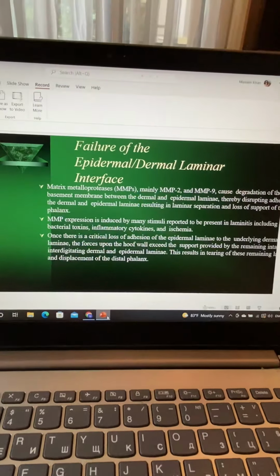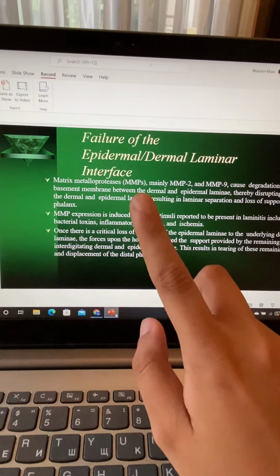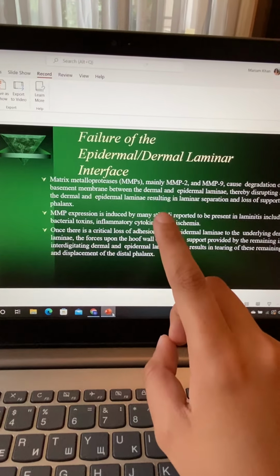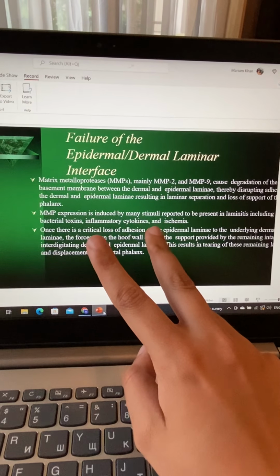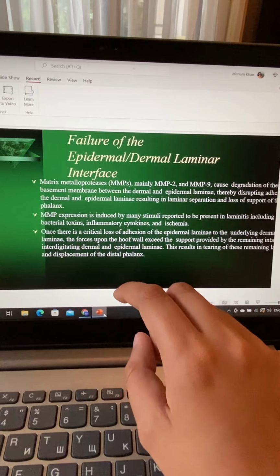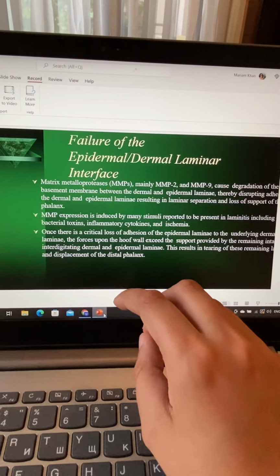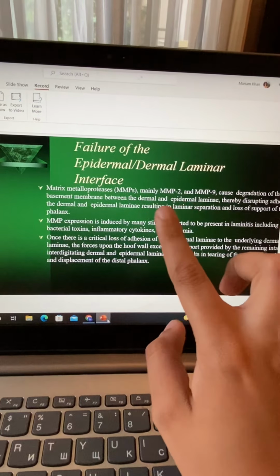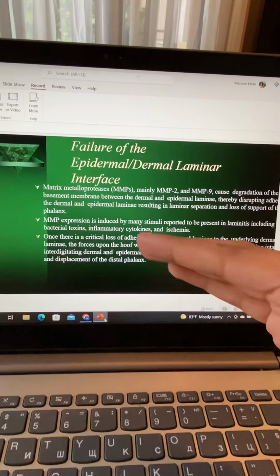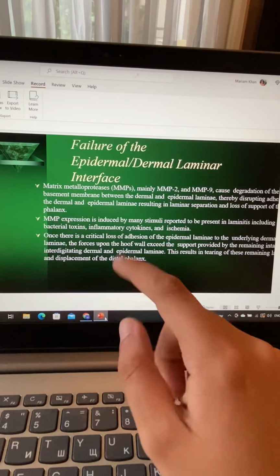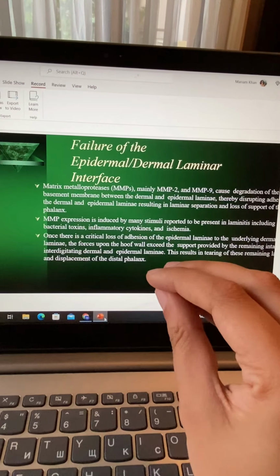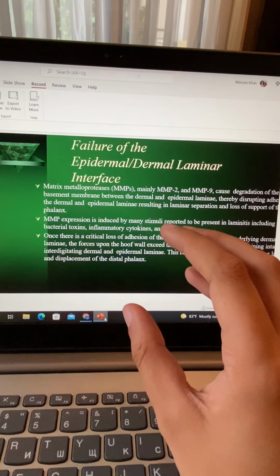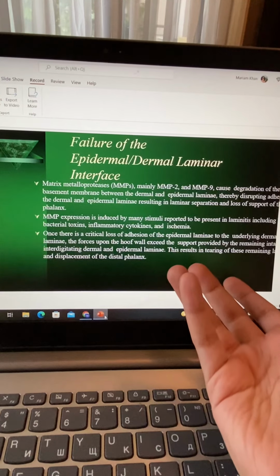And what you also have is something called MMPs, matrix metalloproteases. There are two types, and basically what you get because of them is degradation of the basement membrane between the two types of laminae, so the layers of laminae. So what happens is these laminae can't really adhere to each other anymore, which leads to the laminae separating, and they lose the support of the phalanx basically.